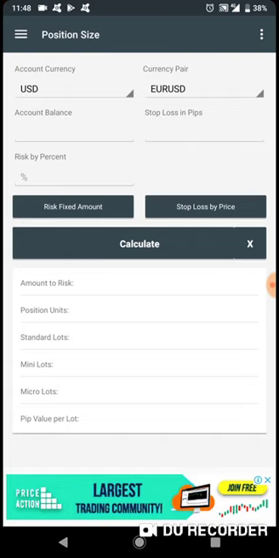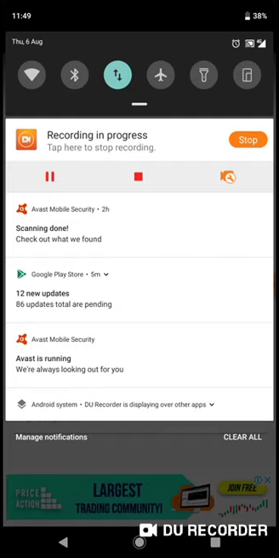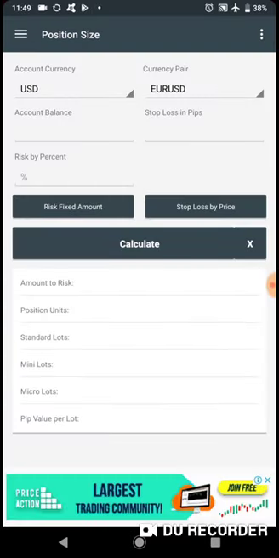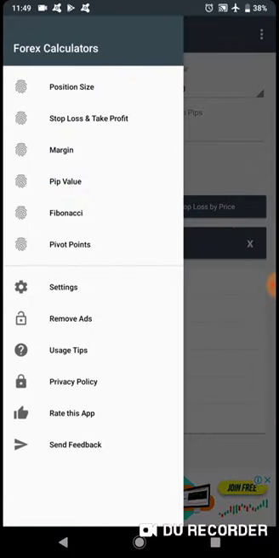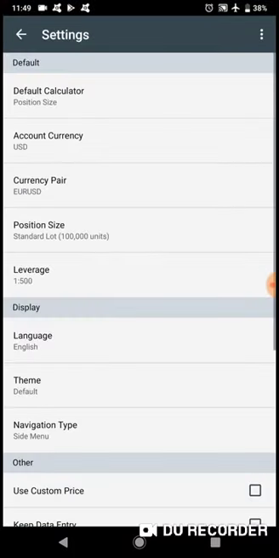The position size is the default setting on the home page, and actually that's what you need because that's the major thing you will be using. Let me turn off my data. Now before you start calculating how much to risk with this particular app, you need to go to your settings and make sure some things are in place.